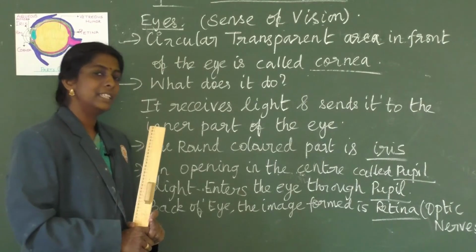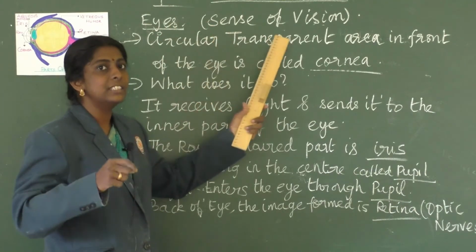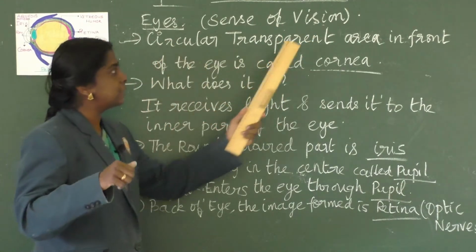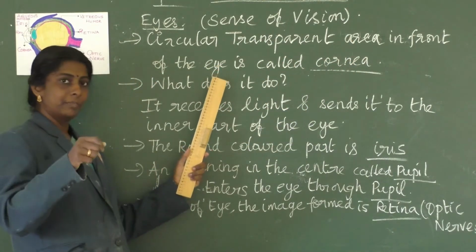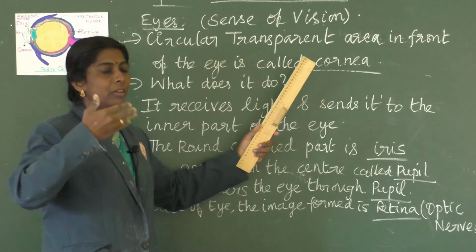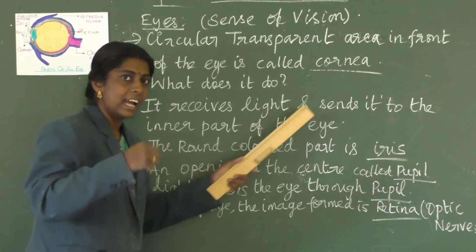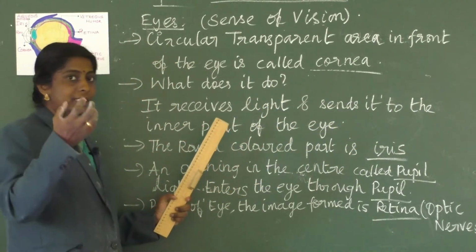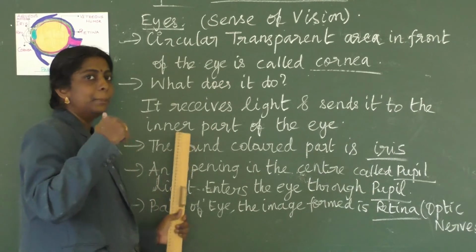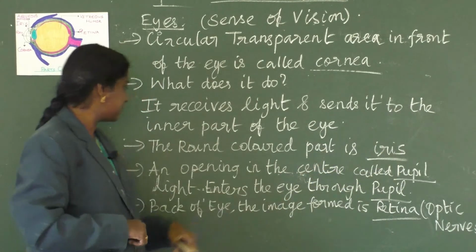Clear? Now about the first sense organ, eyes. Eyes give us the sense of vision. They have a circular transparent area in front of the eye, which is called the cornea. It receives light and sends it to the inner part of the eye. Clear? Then the round colored part is called the iris, the second main part of the eye.